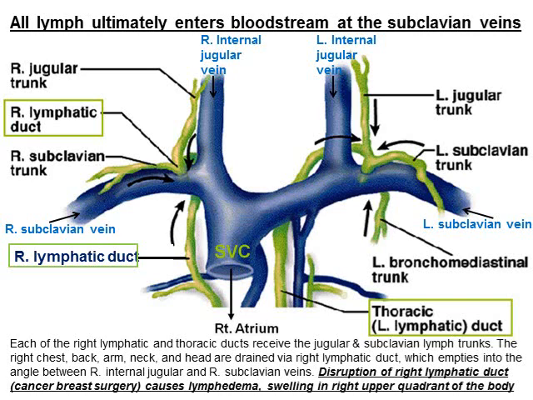Please note that if you disrupt or cut the right lymphatic duct, what will happen? For example, in case of breast cancer surgery, the condition is called lymphedema, because there will be swelling in the right upper quadrant of the body due to leakage of the lymph in the interstitial space.